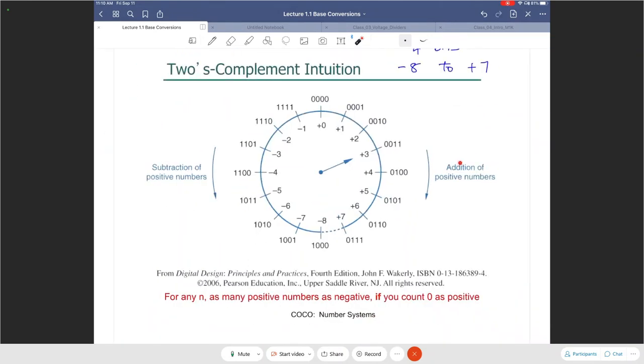As you are adding positive numbers, so for example, 2 plus 5, you are going clockwise. As you're adding positive numbers, you move clockwise. As you're subtracting positive numbers, you move counterclockwise. But in both those cases, you could end up in this region where you could have an overflow. So with 4 bits, if your result is less than -8 or more than +7, that means you have an incorrect result, invalid result, out of range.